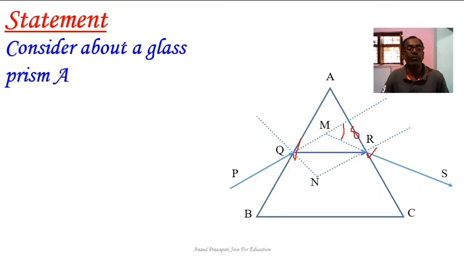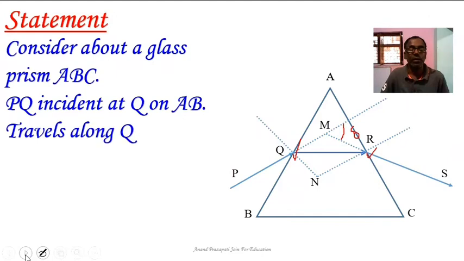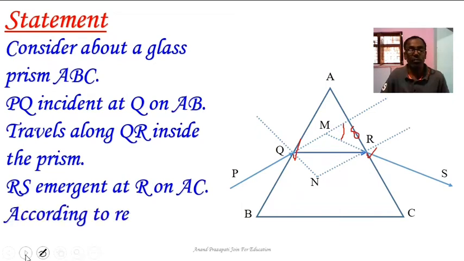Let's see the statement. Consider a glass prism. PQ is incident at Q on AB, travels along QR inside the prism, and RS is emergent at R on AC, according to refraction of light. Let's develop the class.